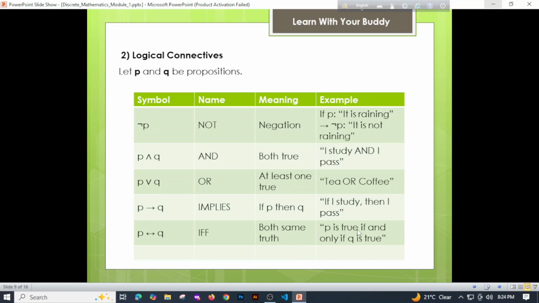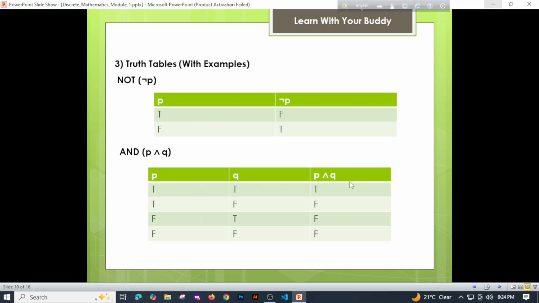And then we have if and only if, which means both have the same truth value: P is true if and only if Q is true. We will do more practice on this. Now let's take the truth table. For not, if P is true, not P is false. If P is false, then not P is true. For P and Q, if P and Q are both true, then it will be true. If one of them is false, then it will be false.